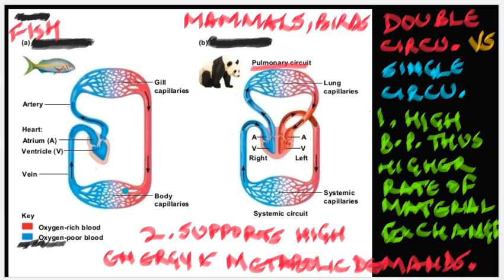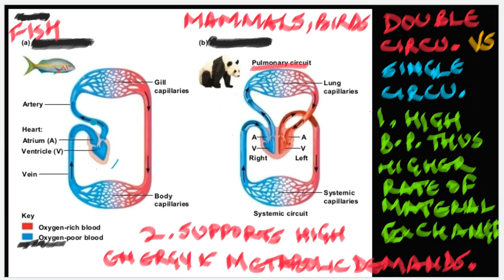And once the oxygen and the nutrients have been depleted and the blood is enriched with carbon dioxide and wastes, the blood again moves back to the heart. So what do we see in the case of fish? In its journey, during a single trip, the blood visits the heart only once.